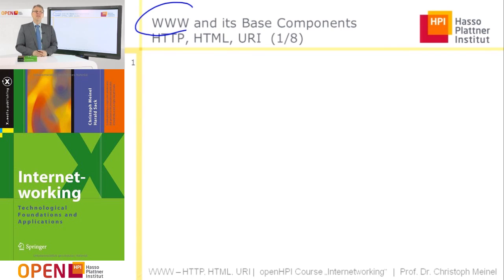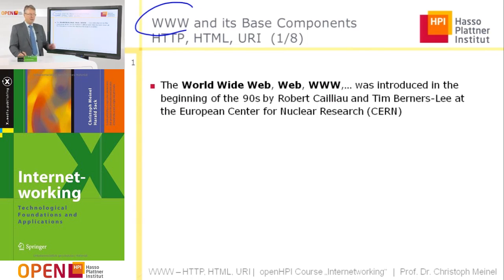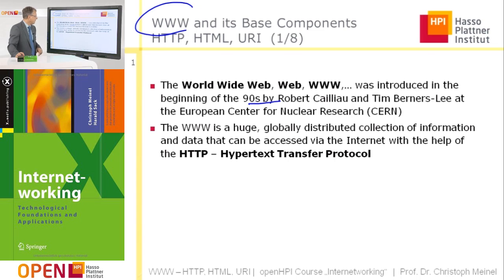So here in the course on internetworking, we can only have a very rough view on the World Wide Web and its basic components like HTTP, the protocol on the application layer for transporting web content, HTML and URI. The World Wide Web, or shortly the web, or WWW, was introduced at the beginning of the 1990s by Robert Cailliau and Tim Berners-Lee at the European Centre of Nuclear Research, CERN.